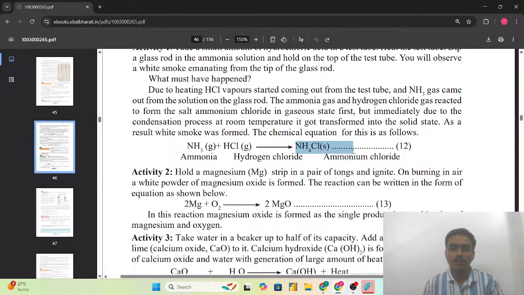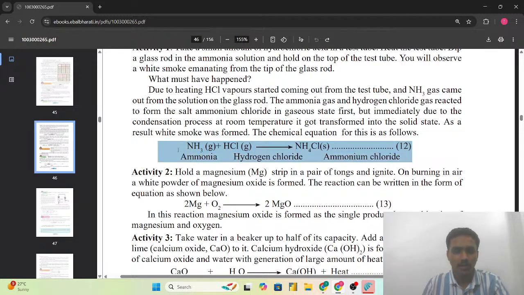So again we can also try to balance this reaction. Let's see, if you have studied balancing, so let's apply balancing here also. Nitrogen 1, hydrogen 3 and NH4Cl: nitrogen 1, hydrogen 4, and chlorine 1. Again, gaseous state written properly. If you want to get good marks, try to write down the chemical reaction with the states in which they are present.